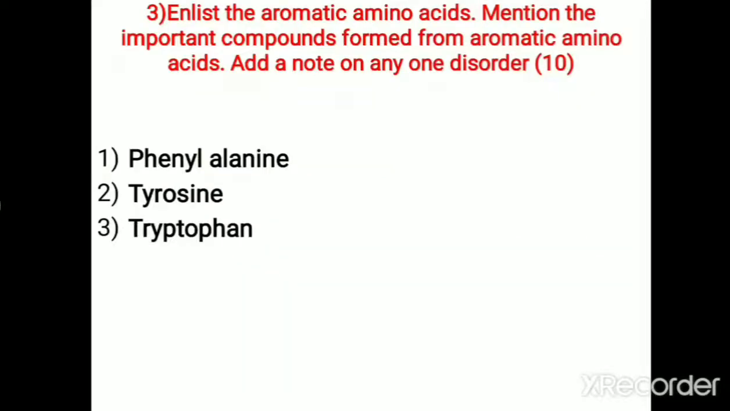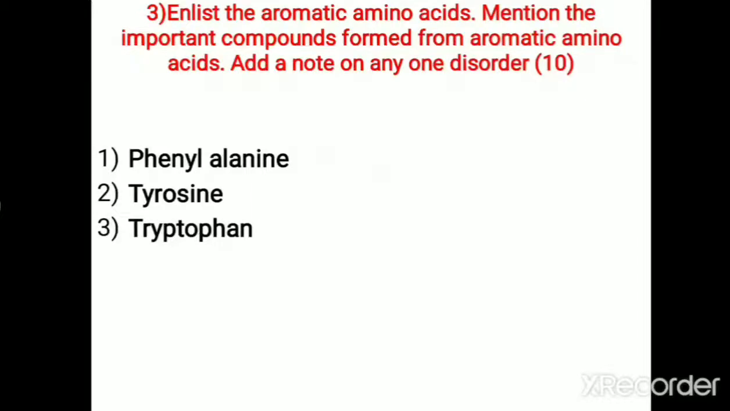And the third question is an essay question. The first part is enlist the aromatic amino acid, and the second part is mention the important compounds formed from aromatic amino acid and add a note on any one disorder. So the first part, enlist the aromatic amino acid. Just write the name of these aromatic amino acids. So the aromatic amino acids are phenylalanine, tyrosine, and tryptophan. These are the three aromatic amino acids.